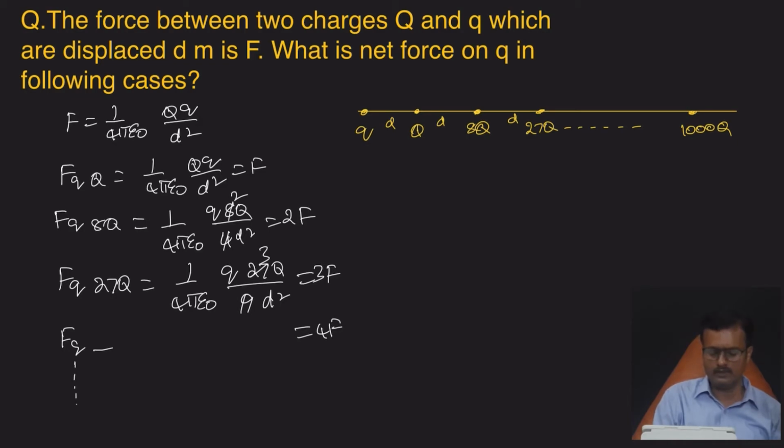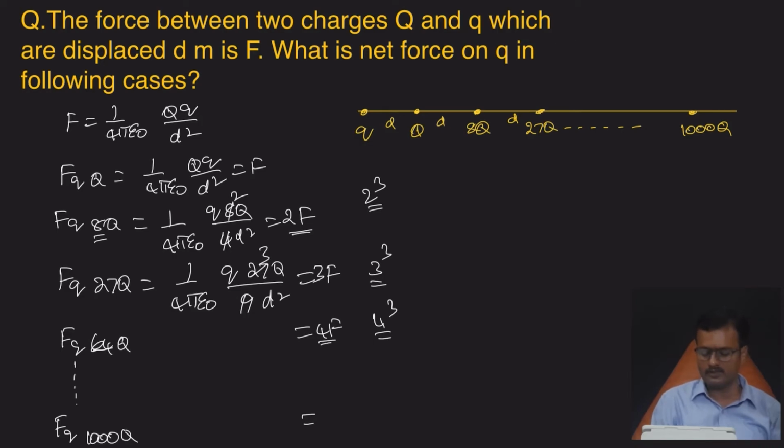Say like this one, force on q by 1000Q. So what do you expect here? See here, 8 is nothing but 2 cubed, so the answer is 2F. 27 is 3 cubed, so the answer is 3F. Suppose here 64Q, that is 4 cubed, so we get 4F. So what is 1000? In the form of a cube, that is 10 cubed, so we get 10F.